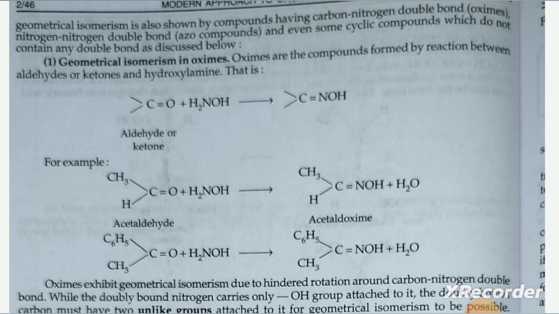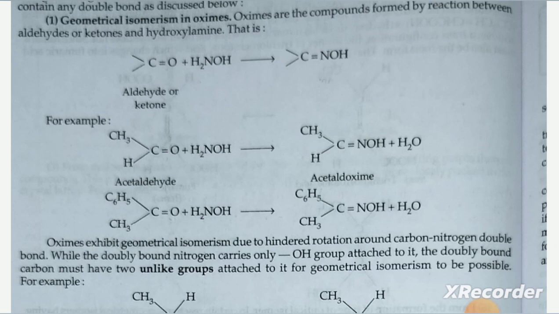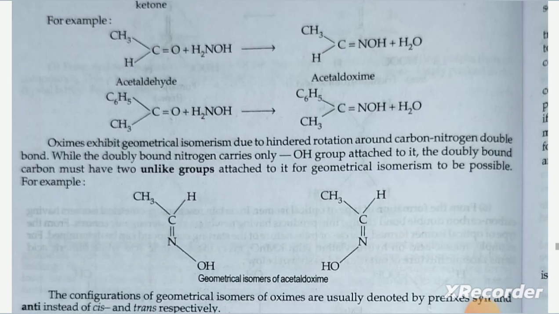Oximes exhibit geometrical isomerism due to the hindered rotation around the carbon-nitrogen double bond, while the doubly bonded nitrogen carries only an OH group attached to it. The doubly bonded carbon must have two unlike groups attached to it for geometrical isomerism to be possible. For example, the geometrical isomers of acetaldoxime. The configurations of geometrical isomers of oximes are usually denoted by the prefixes syn and anti instead of cis and trans respectively.